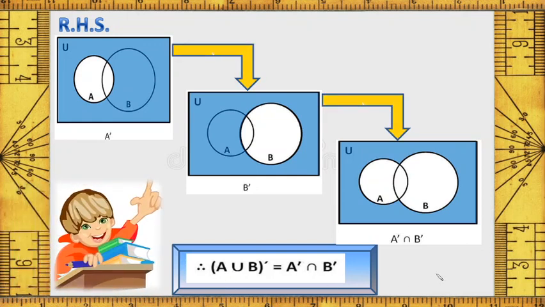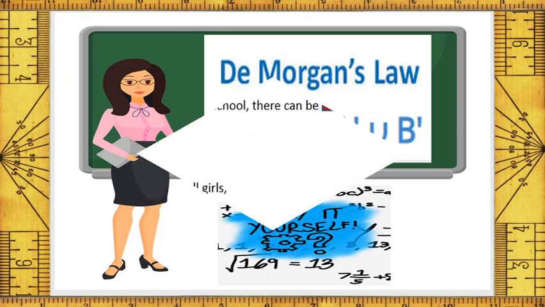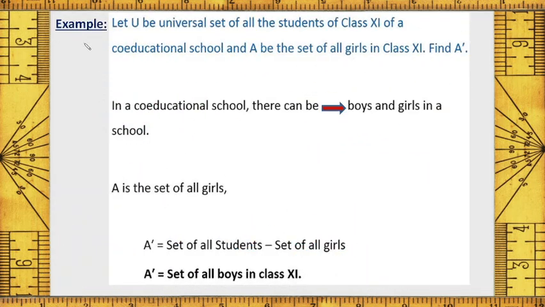Now second De Morgan's law is also like that, and you can prove it yourself with the help of Venn diagram. Please try yourself. Now let's see one example.